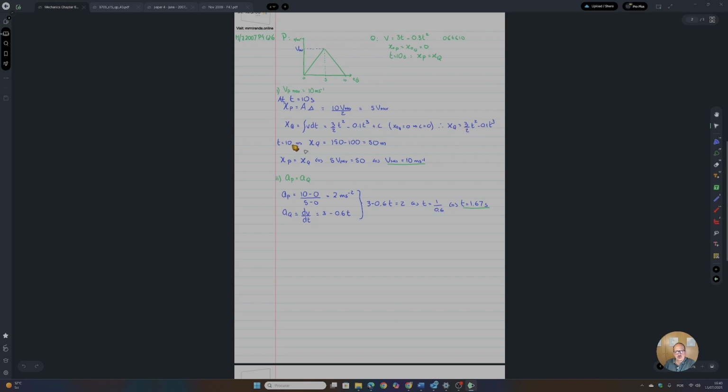Now substitute by 10 and 50 meters is the answer. So if x of P and x of Q is the same when they are both 10 seconds after moving, then 5 Vmax equals 50, which means that the Vmax equals 10 meters per second. All right?